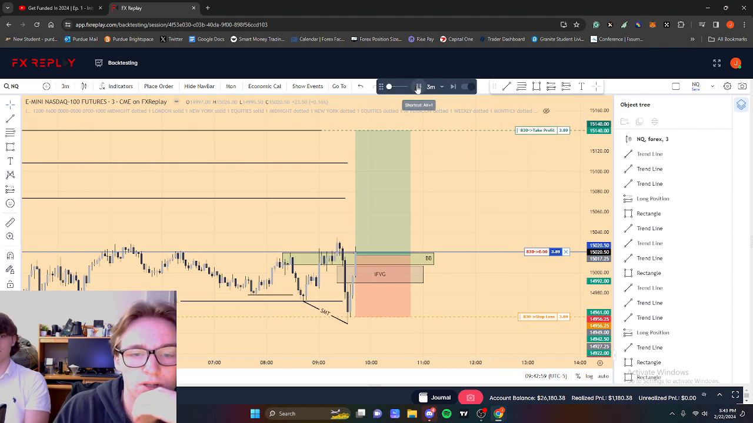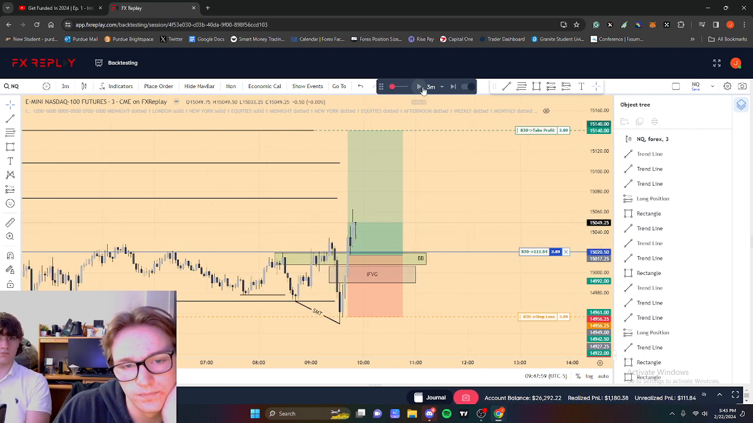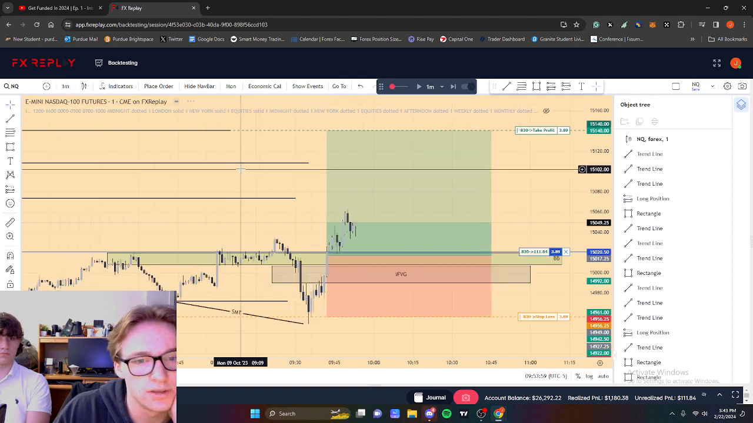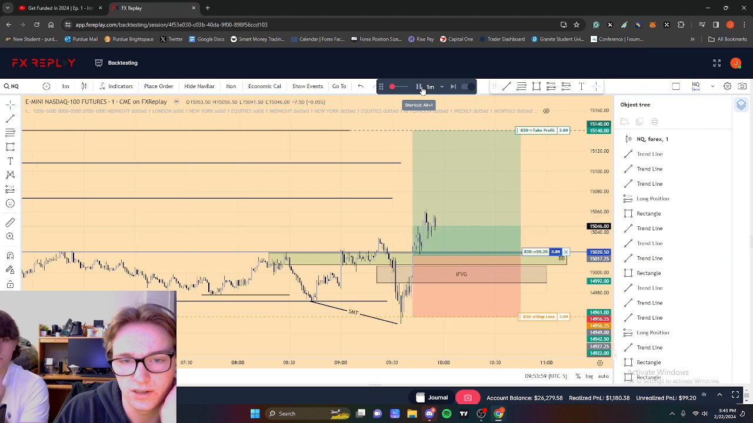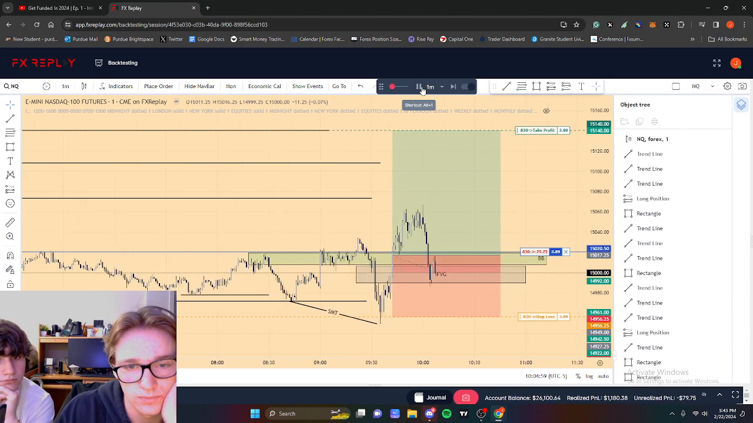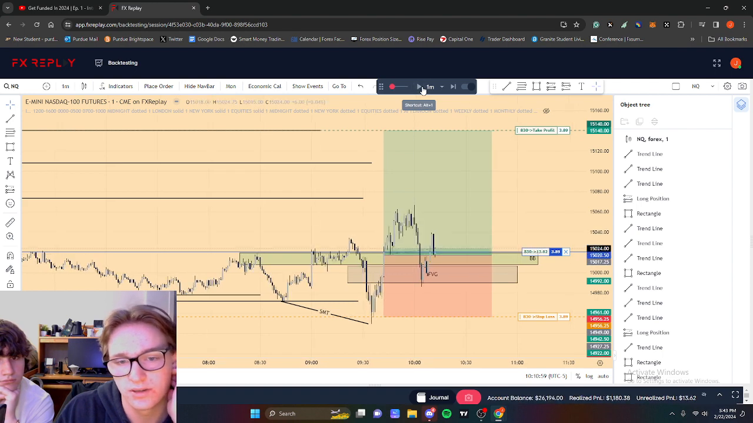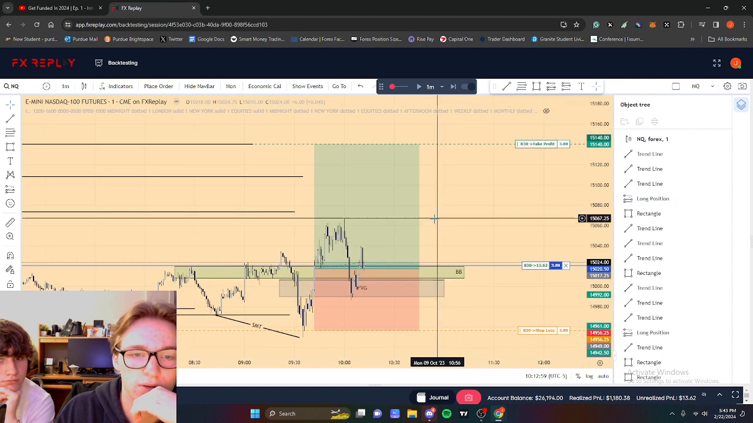So what we can do here is we can let it play out. I'll speed this up a little bit. I'm going to put it on the 1-minute in case one of these gets hit, because that's when we would be taking our TP1. So as we can see, we came back down into the 3-minute breaker block, also the 3-minute inversion fair value gap.